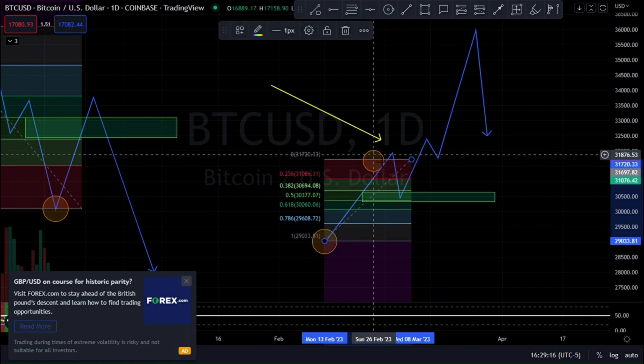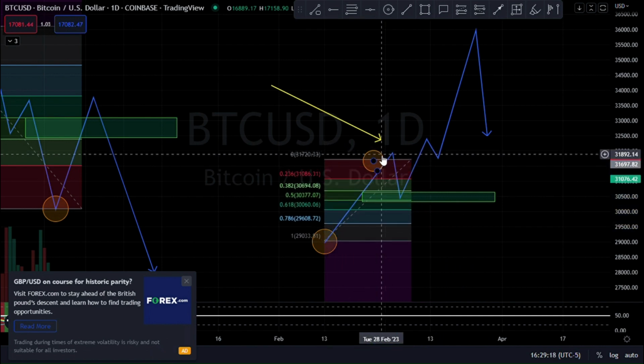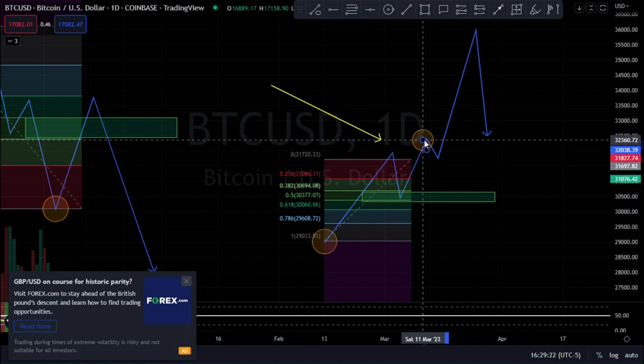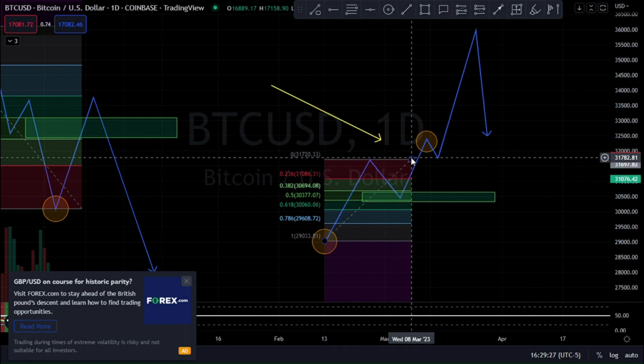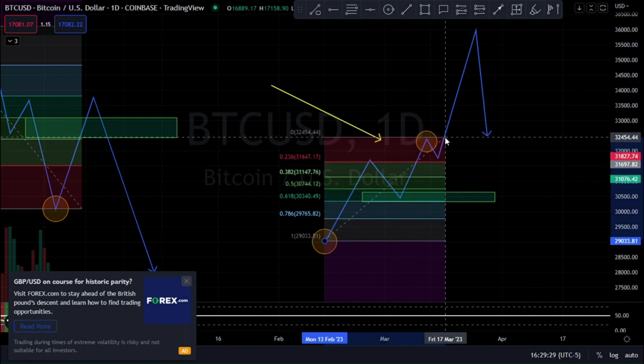Because this is now our current price. Current price is here. So I can take the same Fibonacci retracement, bring it on up.